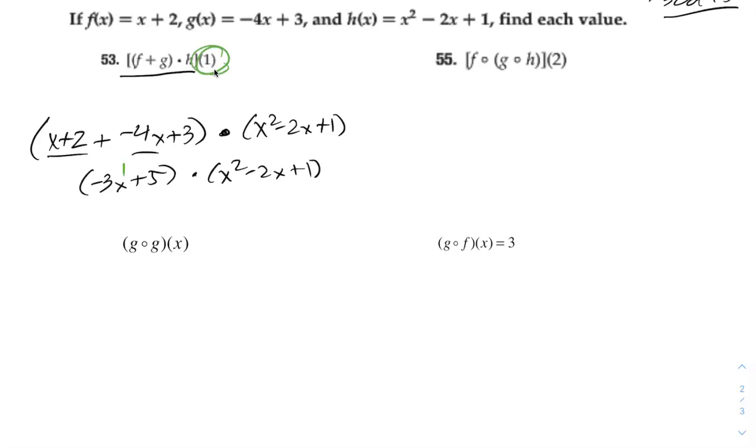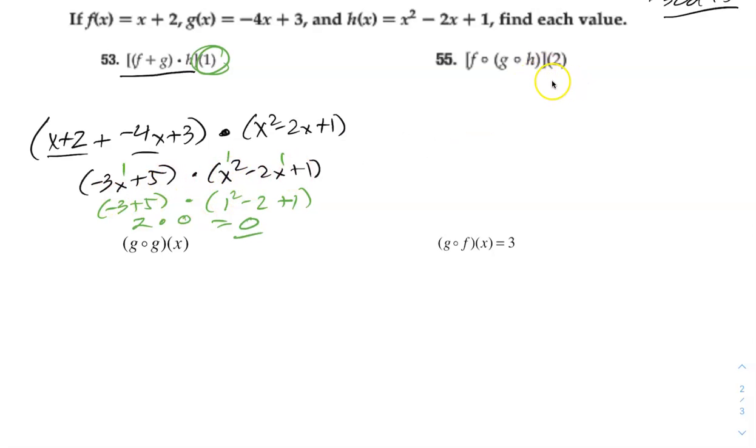So plug in 1 here, here, here. So up here I get negative 3 plus 5 times 1 squared minus 2 plus 1. So this would be 2 times 0. Yeah, 0. So I just get 0. Right? It's so much easier that way. So when it's something ugly and long like that, just simplify it a little bit to make it easier, and then you go, okay, let me just plug 1 in instead of multiplying this all out.